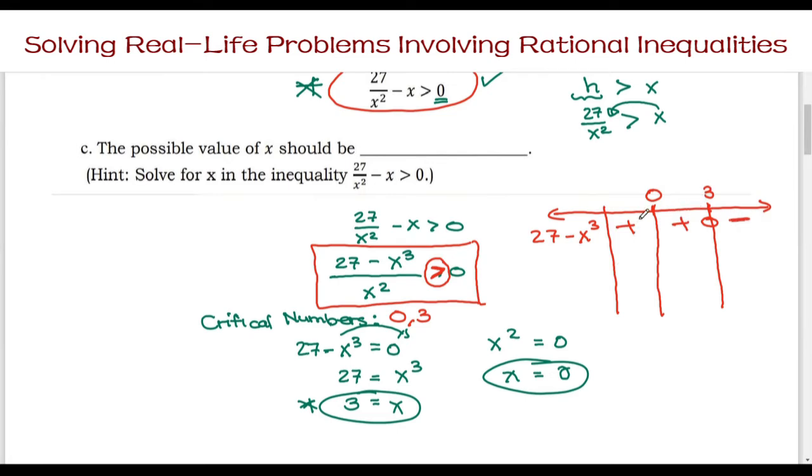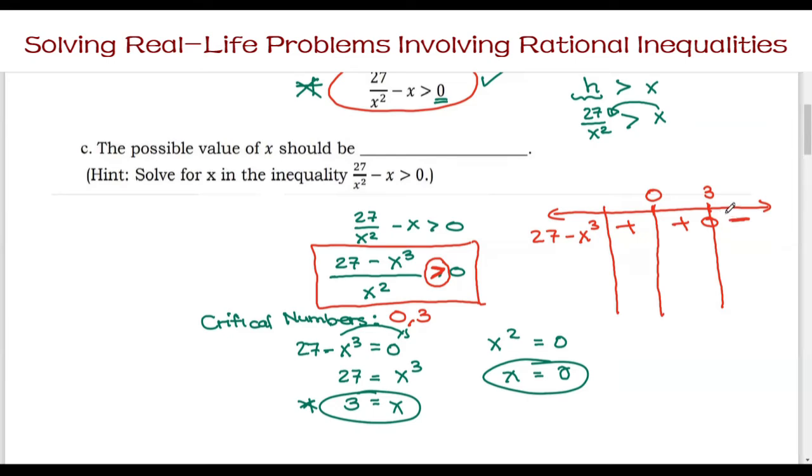If you want to check kung tama itong mga signs dito, pwede kayong mag-substitute. Kunyari ito, dito. Ano yung number between 0 and 3? Kunyari, 1. Mag-substitute kayo ng 1. 27 minus 1 cubed. You are going to get definitely a positive number. Dito naman, mag-substitute kayo kunyari ng 4. Pag ginawa nyo yan, ang magiging sagot nyo, negative number. Pero yun nga, with this method, you don't have to substitute. Di ba medyo mahirap-hirap din yung magsasubstitute kayo ng values? Hindi natin kailangan dito.